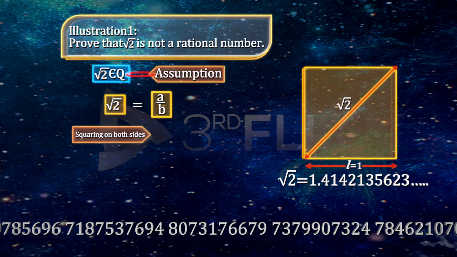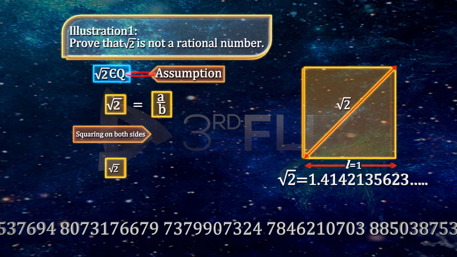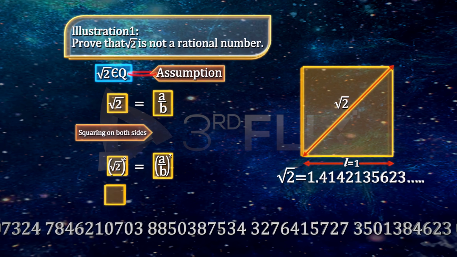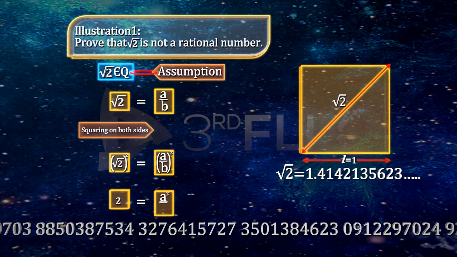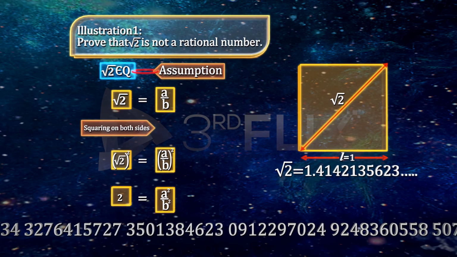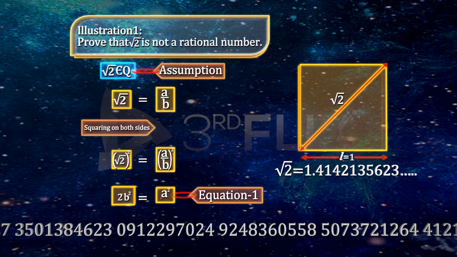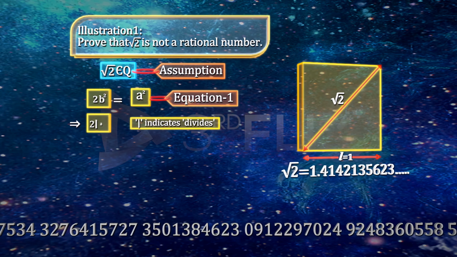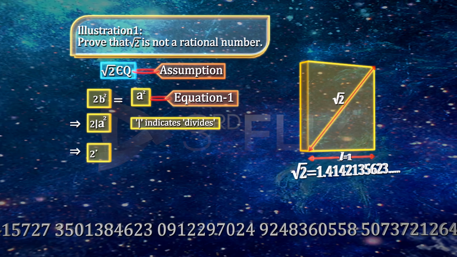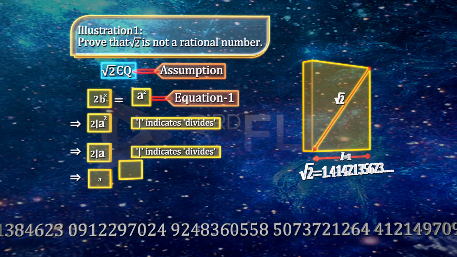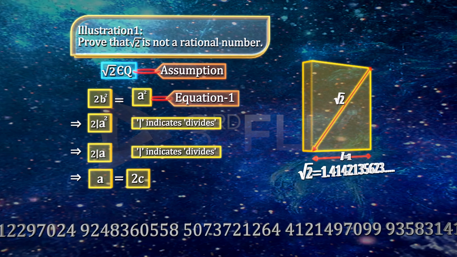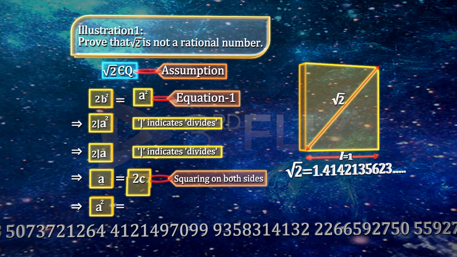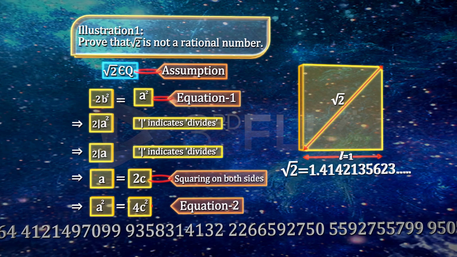Now, squaring on both sides, we get square root of 2 whole square is equal to a by b whole square, implies 2 is equal to a square by b square, implies a square is equal to 2b square, equation 1. Which implies we get 2 divides a square implies 2 divides a, implies a is equal to 2c for some integer c. Squaring on both sides implies a square is equal to 4c square, equation 2.